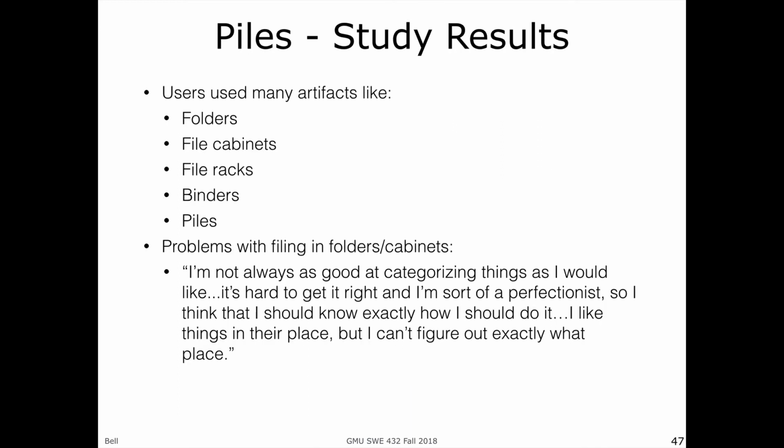So the results of the study was that, how did the users handle this information? Well, they used all different kinds of physical artifacts. They found that they used artifacts like folders to group related pieces of information together. And then from those folders, they would store those folders maybe in filing cabinets or in racks within those cabinets or out on desks. And they would sort and organize things into folders, into cabinets, and into racks in all different ways. Maybe they would use binders to group together related folders and related files.